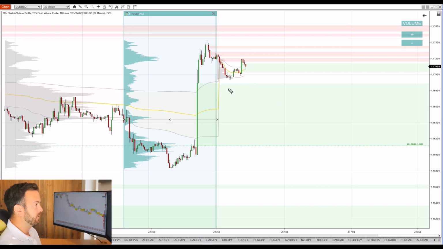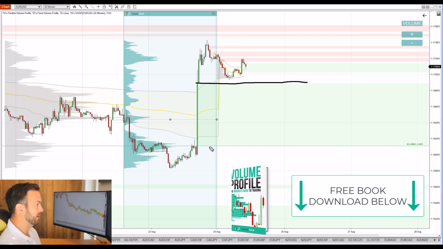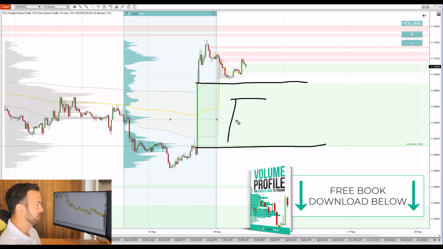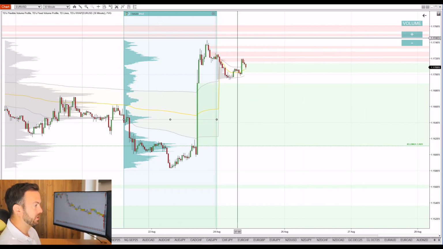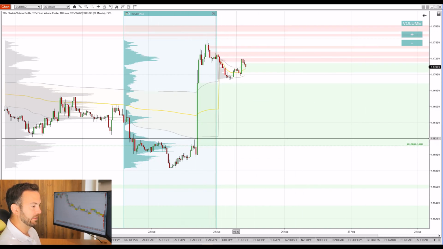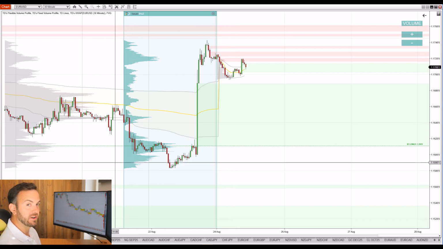Now, one thing which I forgot to mention here is that there's also a huge fair value gap. It's highlighted in green, fair value gap from Smart Money Concepts, and I like to trade from the beginning of the fair value gap, which is in here exactly at 1.1611. Alright, so that's the logic behind this level.